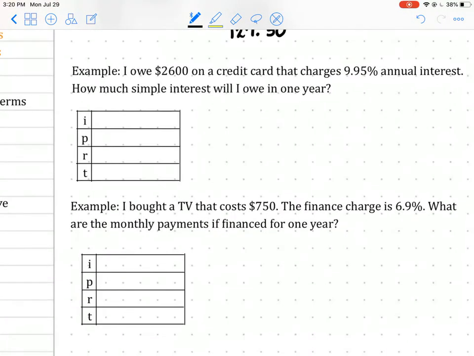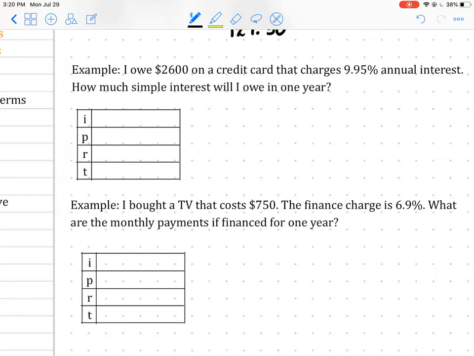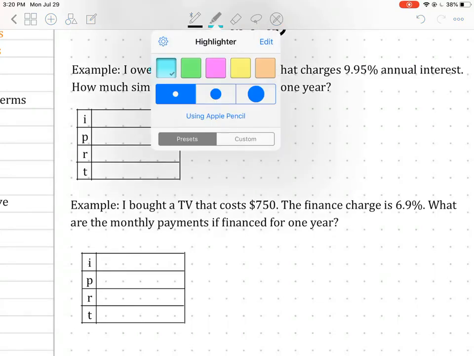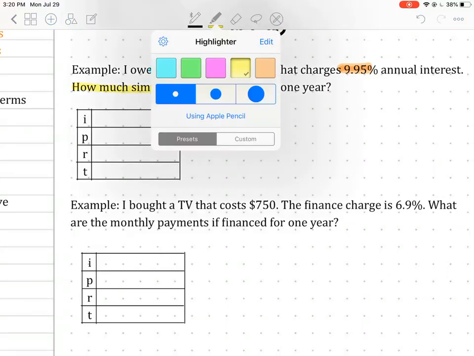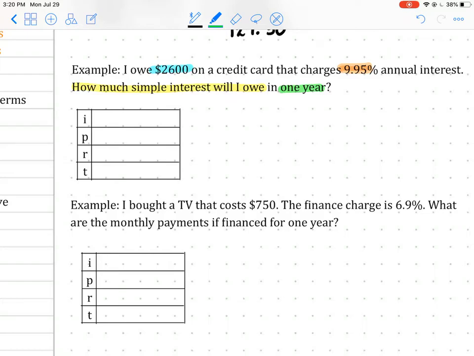Okay, this one's a little bit different story, but the process is going to be the same. I owe $2,600 on a credit card that charges 9.95% annual interest. How much simple interest will I owe in 1 year? So all of the pieces are here. We just have to identify them. This is your lump sum. Be careful here. 9.95%.